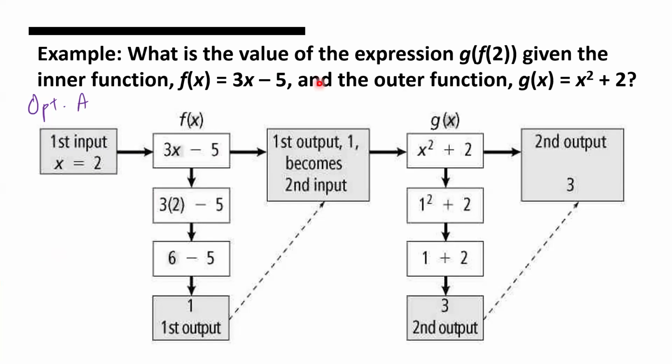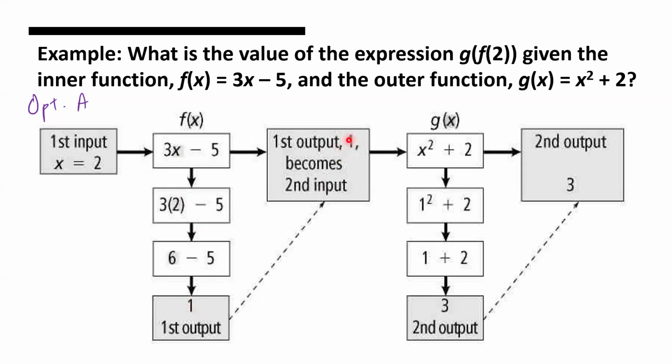So the first thing it says, you have the function G, you have the composition G composed of f of 2. Given the inner function, f of x equals 3x minus 5, and the outer function is x squared plus 2. So we start from the inside, which says x equals 2. Do we see that? So we know that x equals 2, and you're going to plug x equals 2 into f. So f of x, wherever there's an x, we replaced it with a 2. 3 times 2 is 6. 6 minus 5 is 1. So that's our first output.